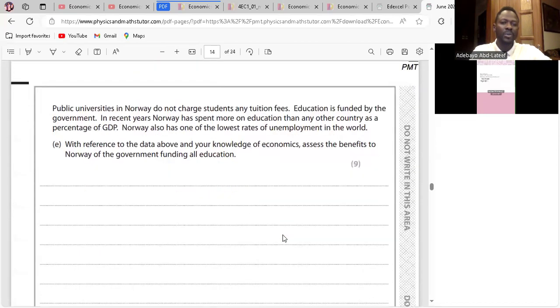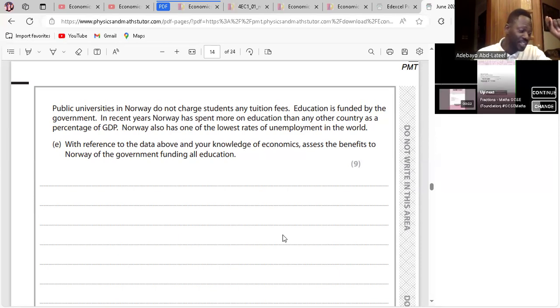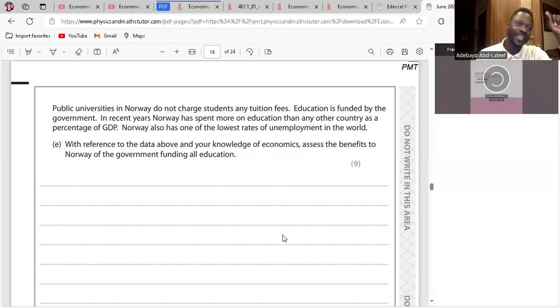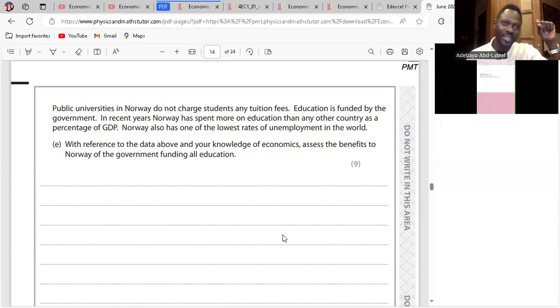With reference to the data above and your knowledge of economics, assess the benefits to Norway of the government funding all education. Government funding all education brings about social benefits because it's all education now. That's the society. It's the benefit to the society, which is social benefit. So what is the formula for social benefit? External benefit plus private benefit. You get the point there?